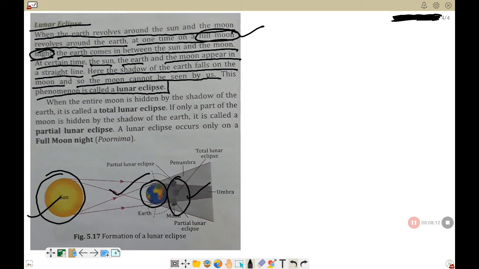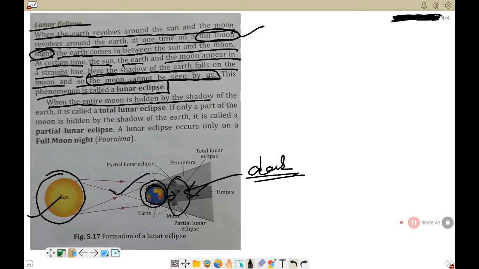So what happens is that the shadow of the earth falls on the moon and makes the moon completely dark, that is invisible. We will not be able to see. See, here is written, the moon cannot be seen by us because now the moon falls where? Under the shadow of earth. The shadow of the earth hides the moon. Understand? So when the entire moon is hidden by the shadow of the earth, it is called total lunar eclipse.